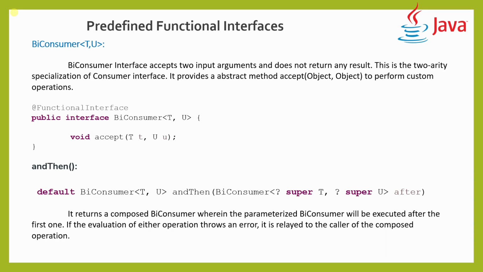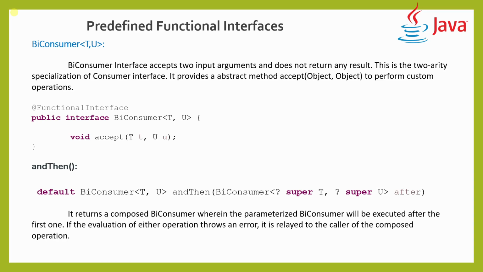In the last video we discussed the BiFunction. Now we will see the BiConsumer, its advantages, and example programs. The BiConsumer interface accepts two input arguments and does not return any value.